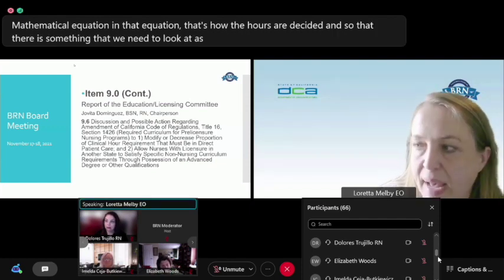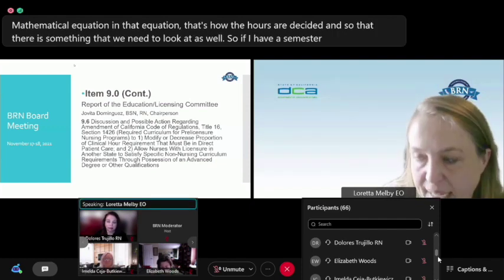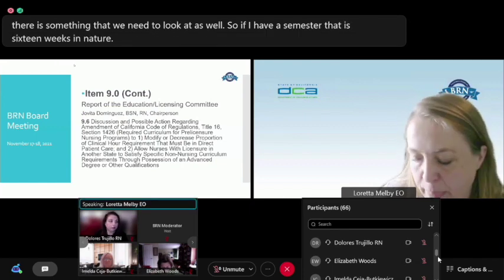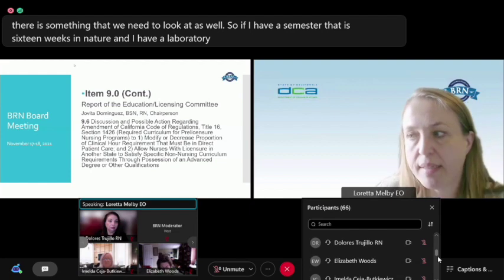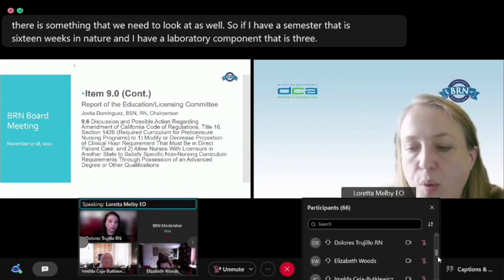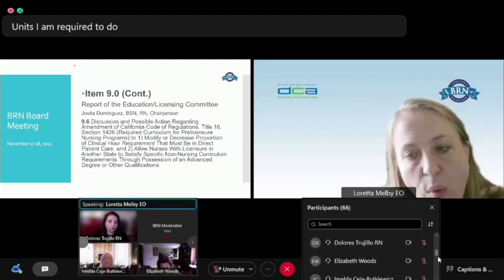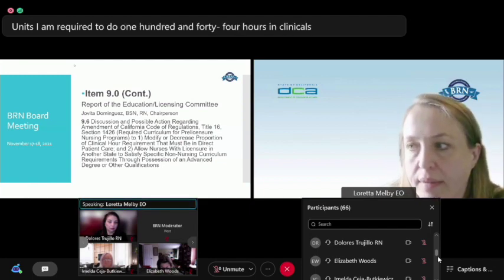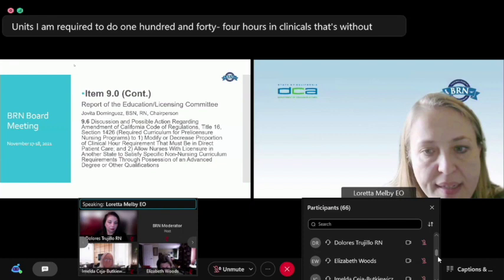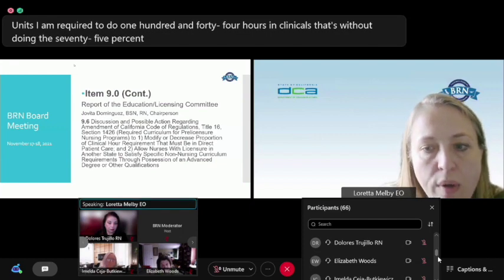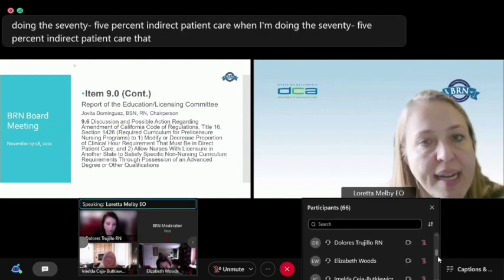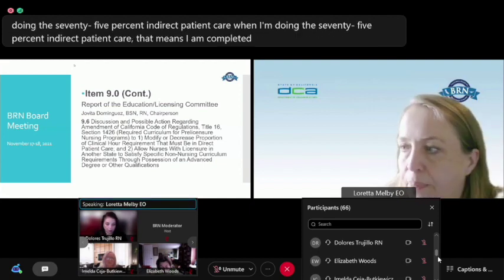So if I have a semester that is 16 weeks in nature, and I have a laboratory component that is 3 units, I am required to do 144 hours in clinicals. That's without doing the 75% in direct patient care. When I'm doing the 75% in direct patient care, that means I am completing 108 hours in that clinical.